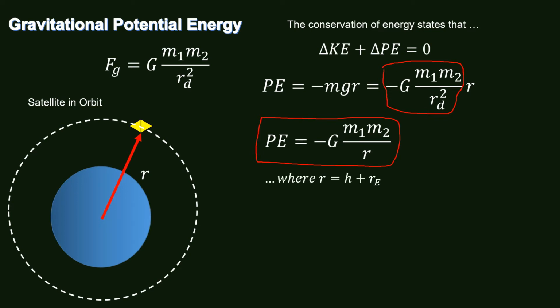So R is equal to h, which would be the altitude above the surface of the Earth, plus the radius of the Earth. And h we could designate as the altitude of the satellite if we needed to find the altitude.